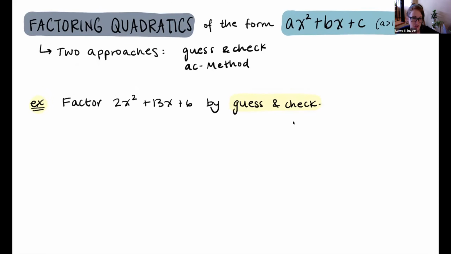So to contrast the two methods here, I'm going to go through the same polynomial and factor it in both of the ways. So let's look at 2x squared plus 13x plus 6. And first we'll do it by guess and check.